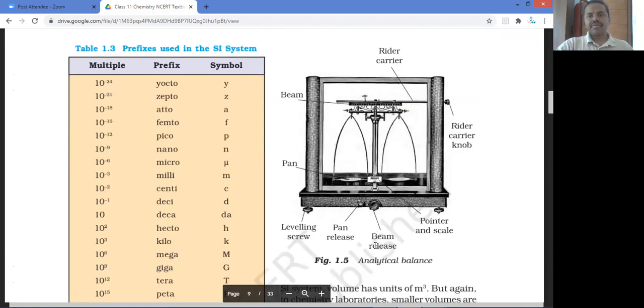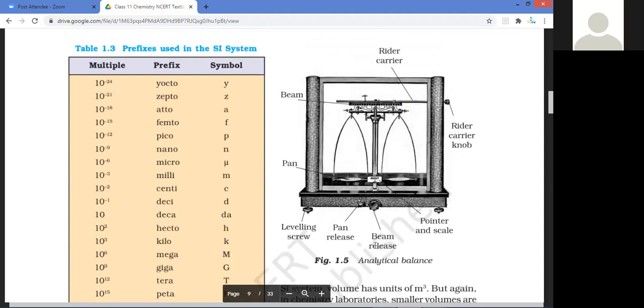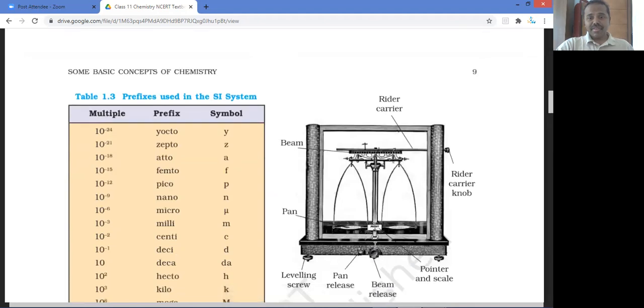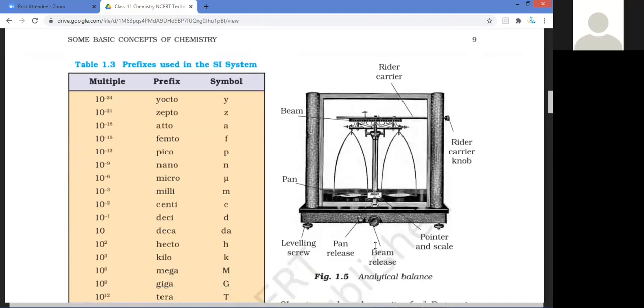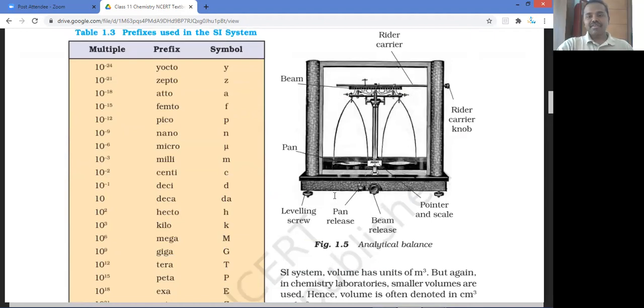Analytical balance. By the way, will it be expected to draw the analytical balance? I don't think so. It's just multiple choices with the picture. So just understand. I think you've been to shops, right?